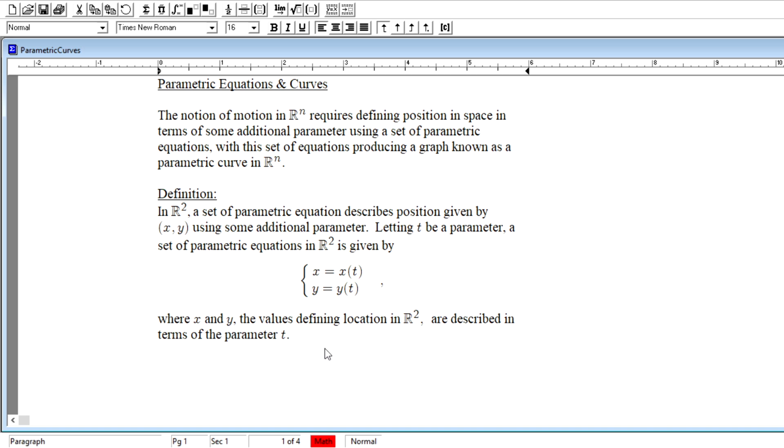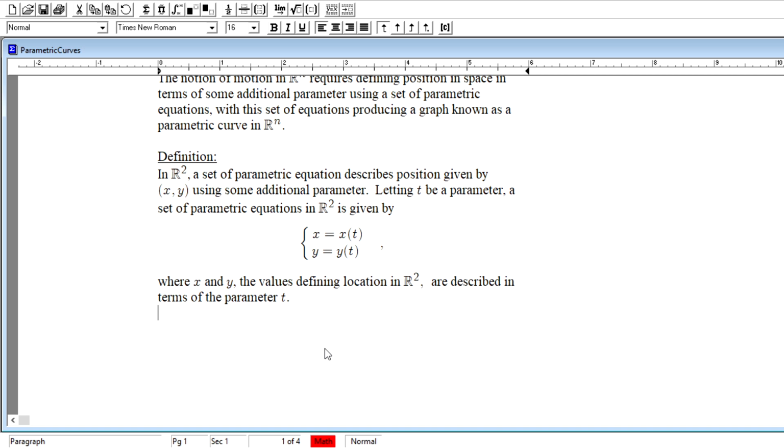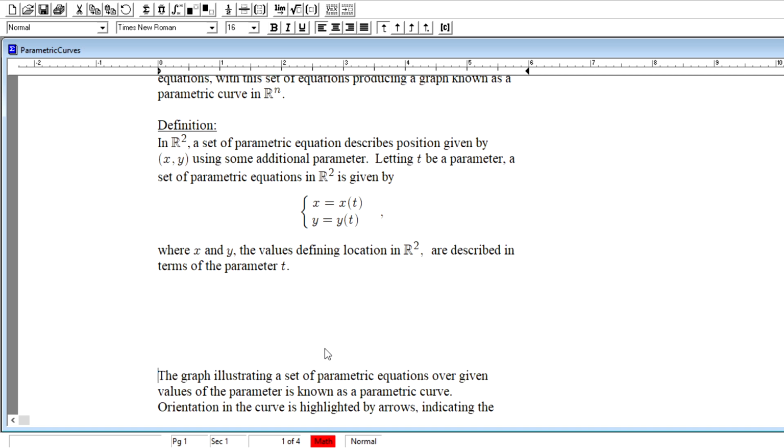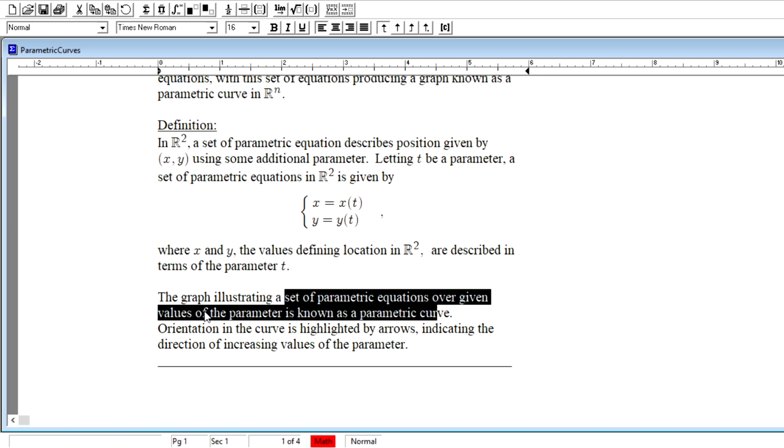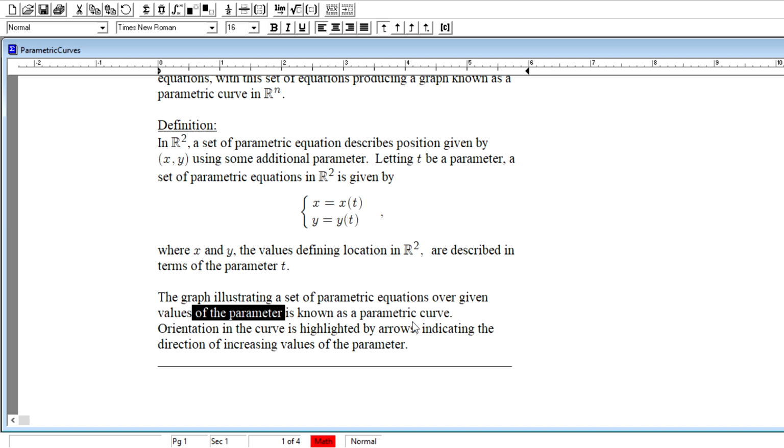All right? And the graph here of this relationship between x, y, and t illustrates what's known as a parametric curve. The graph illustrating a set of parametric equations over given values of the parameter is known as the parametric curve. And orientation in this curve? You'll often be asked to orient your parametric curve. Orientation in this curve is highlighted by arrows indicating the direction of increasing values of the parameter.